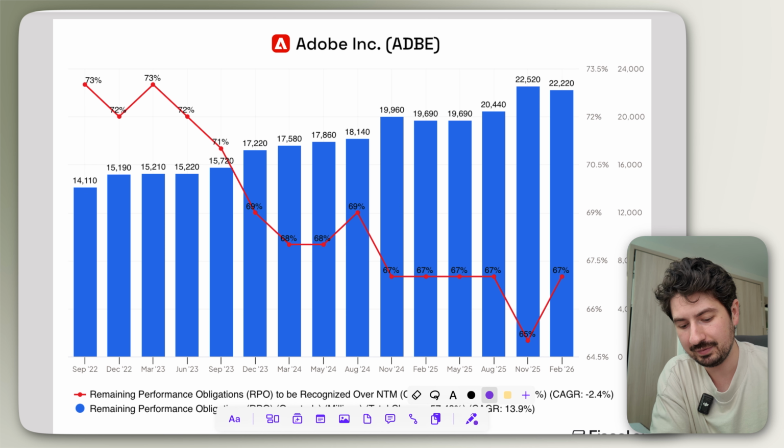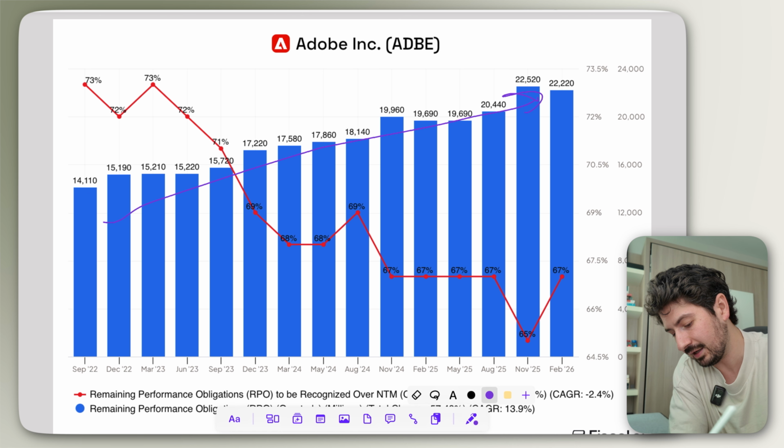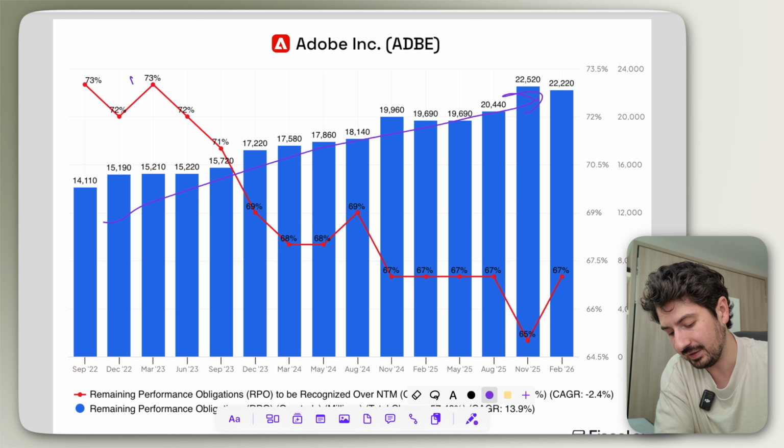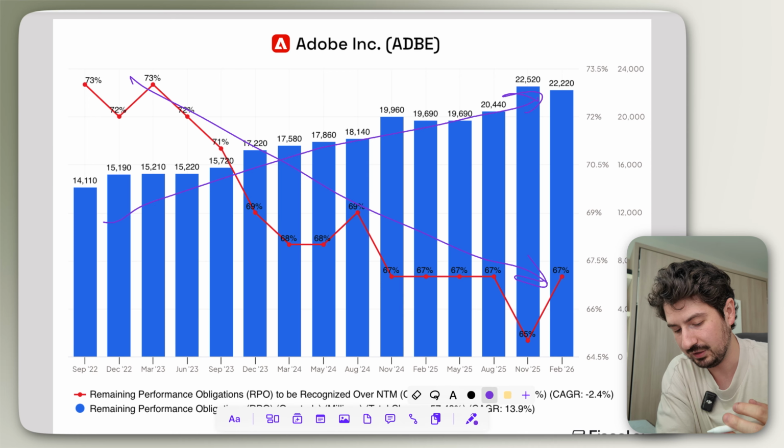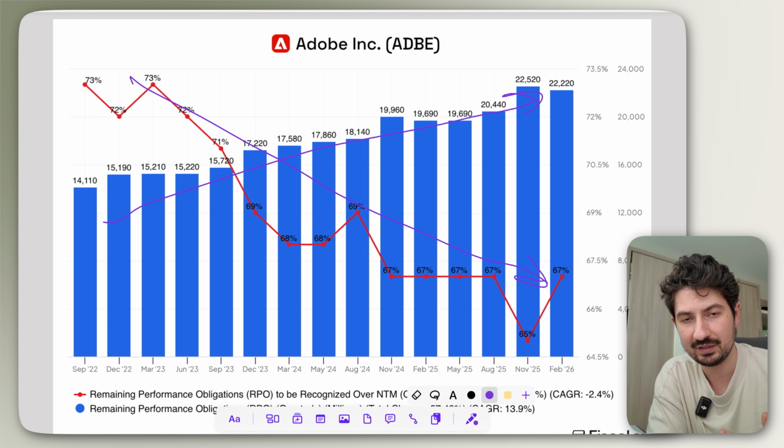The other thing I'd want to keep an eye on is the remaining performance obligations. So again, historically, these have typically been ticking up, and they've typically been coming down, although it has slowed down a little bit in terms of the percent that is going to be recognized in the next 12 months.